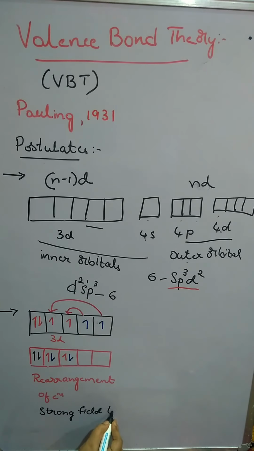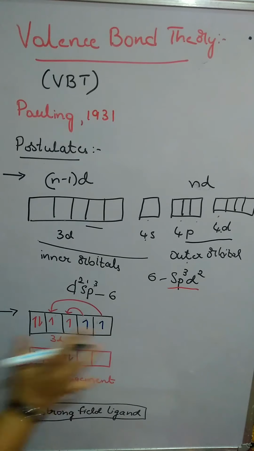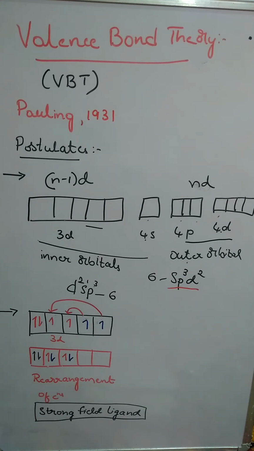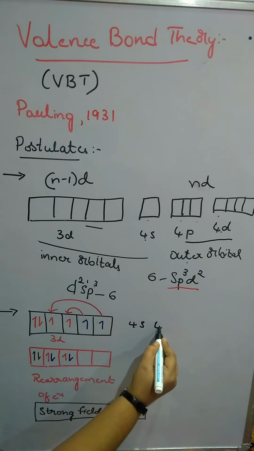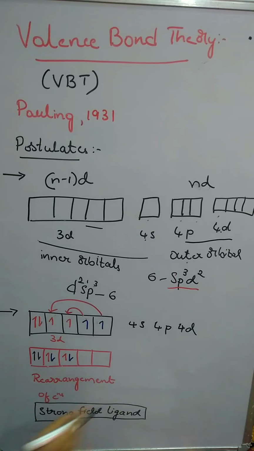Then what happens if it is a weak field ligand? If it is a weak field ligand, then no rearrangement takes place. So the electronic configuration of the 3d orbitals remains as it is. The vacant orbitals will be from 4s, 4p and 4d orbitals. These orbitals will be involved in the hybridization and will form the coordinate bond with the ligands. So this is about the basics, or the main postulates, of valence bond theory.